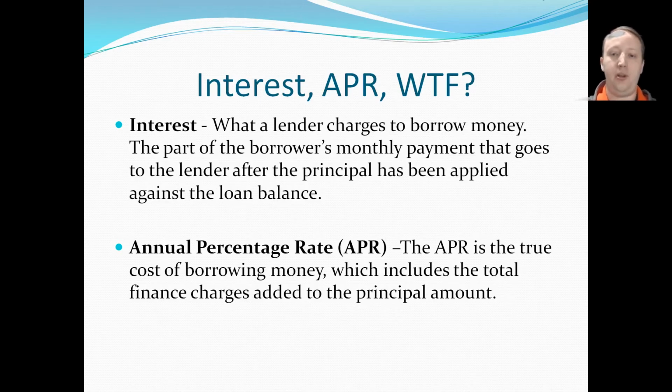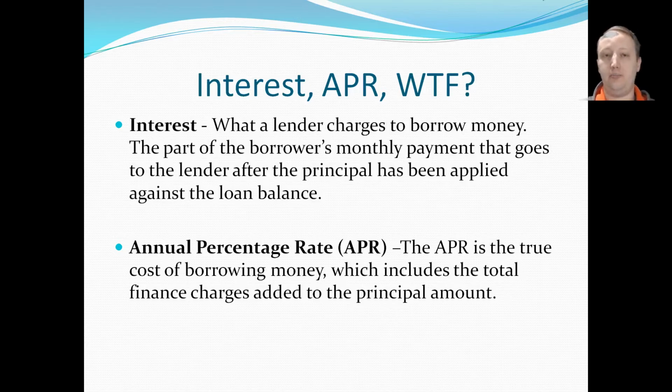Now, interest, APR, and WTF. There are a lot of different terms that people use, so let's cover them. Interest is what a lender charges to borrow money, the part of the borrower's monthly payment that goes to the lender after the principal has been applied against the loan balance. And the APR is the annual percentage rate, and this is different than the interest. The APR is the true cost of borrowing money, which includes the total finance charges added to the principal amount. So these can be things other than the interest rate.